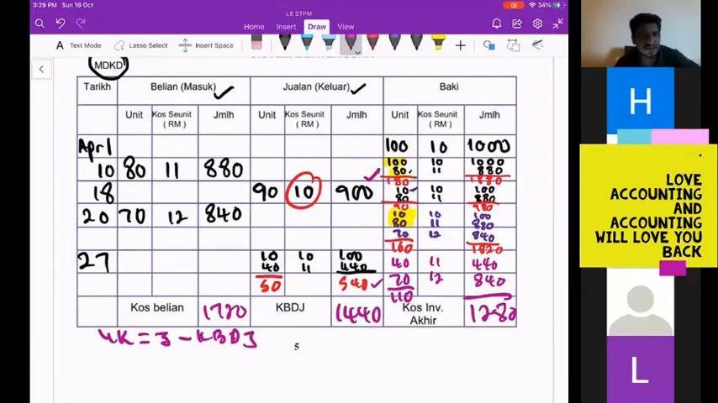But 10 is not given in the question. No, in the question they give 50. They say they sell 50. So now I need to sell which one? That's why I need to refer to the table before this date. That's why we are doing this table very detailed like this.